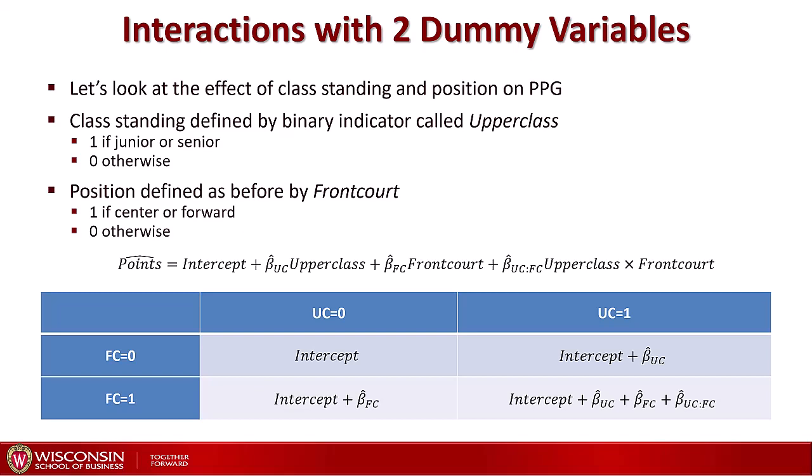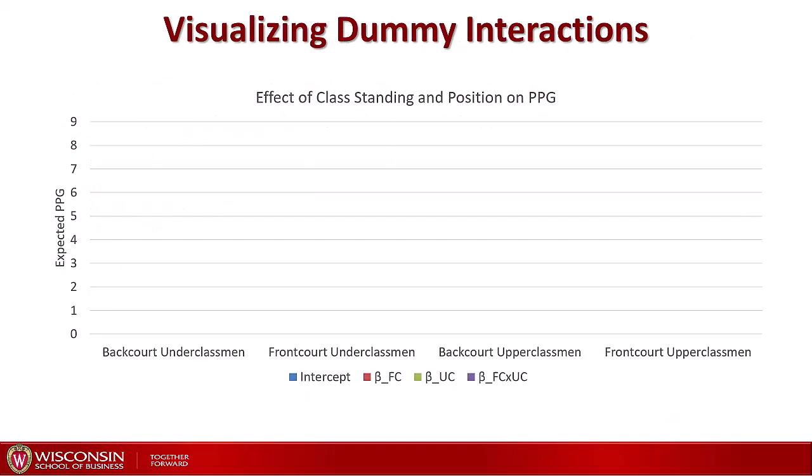And finally, we have the case where both front court and upper class are 1. And in that case, we have the intercept plus the beta hat upper class plus the beta hat front court. But we also have the beta hat for the interaction because now it doesn't get cancelled. Both upper class and front court are 1.